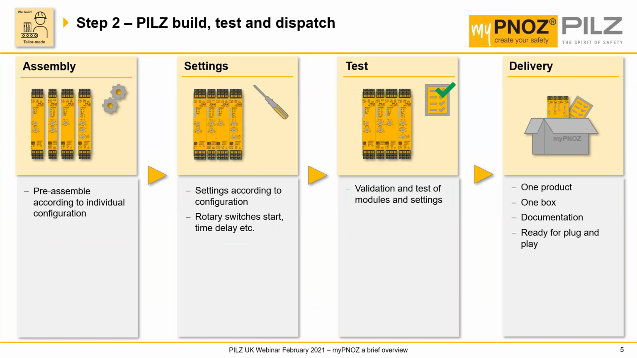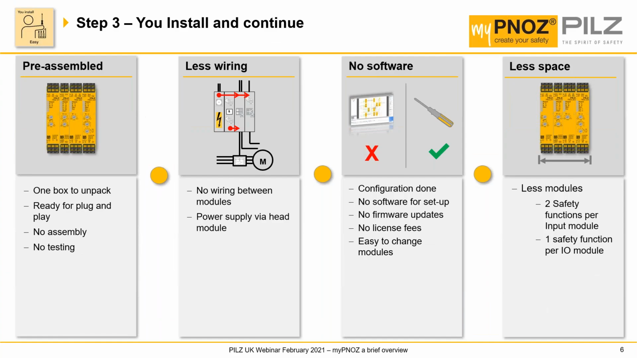Step two, we at Pilz receive this order and we can build the assembly. We then configure it to your requirements and test it. It's then passed through to dispatch for shipment to yourselves. Finally, step three, you receive the product, fit it into your safety related control system with a minimum of fuss, then commission and validate your system.